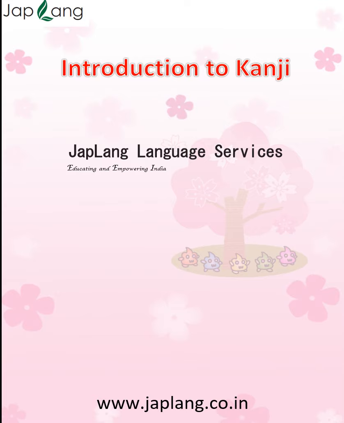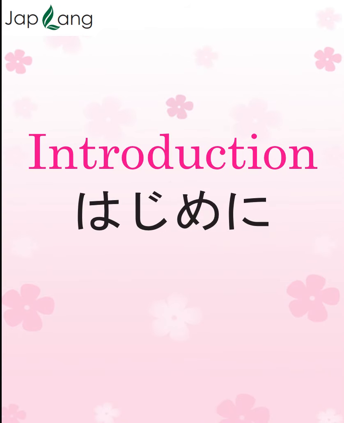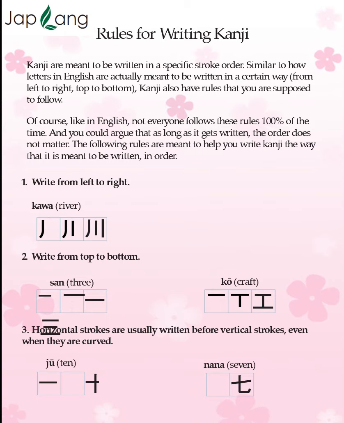All right, so we move to the introduction part, which we call Hajimeni, and let's get into the basics first: what is the kanji, and what are the rules for writing the kanji? Kanji are meant to be written in a specific stroke order, similar to how letters in English are meant to be written in a certain way, from left to right and top to bottom. So kanji also have rules that you are supposed to follow.